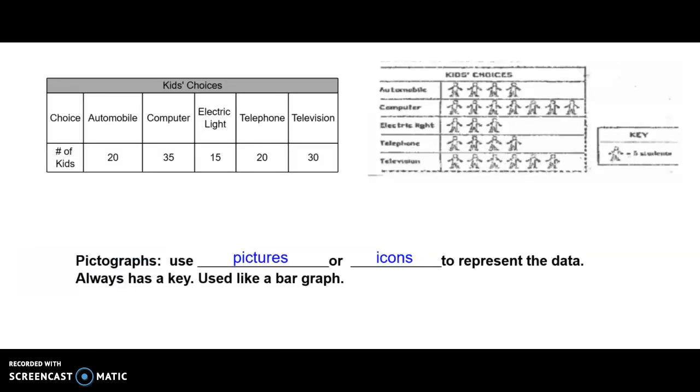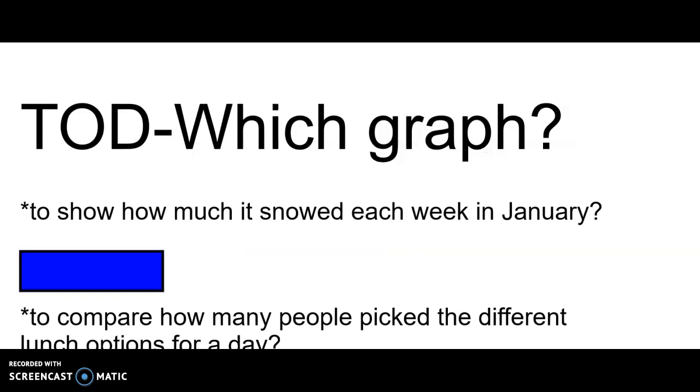Now we're going to do a little bit of practice here. Sorry about that. I'm going to state a question and I want you to pause and think about what your answer is, and then unpause to check the answer with me. So first question, which type of graph would you choose to show how much it snowed each week in January? Go ahead and pause.